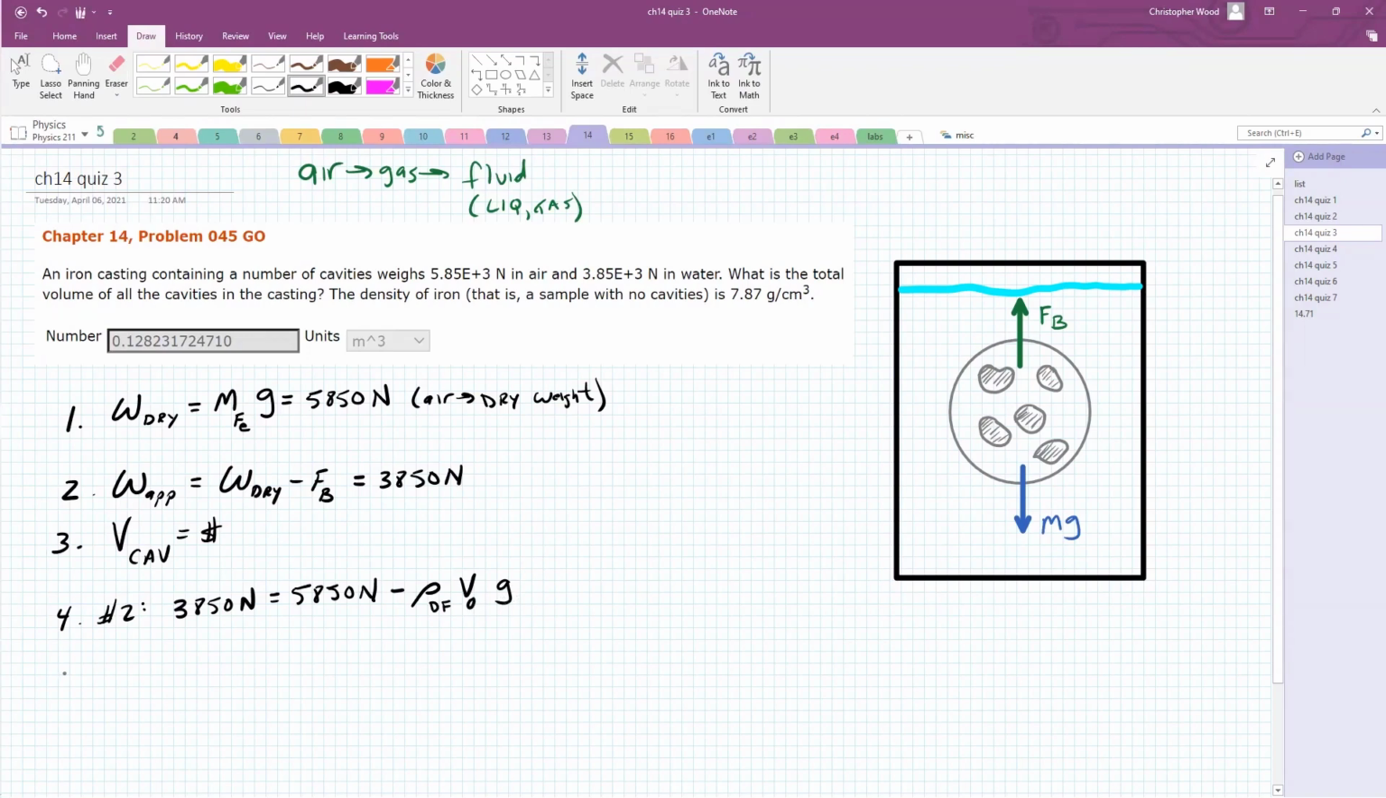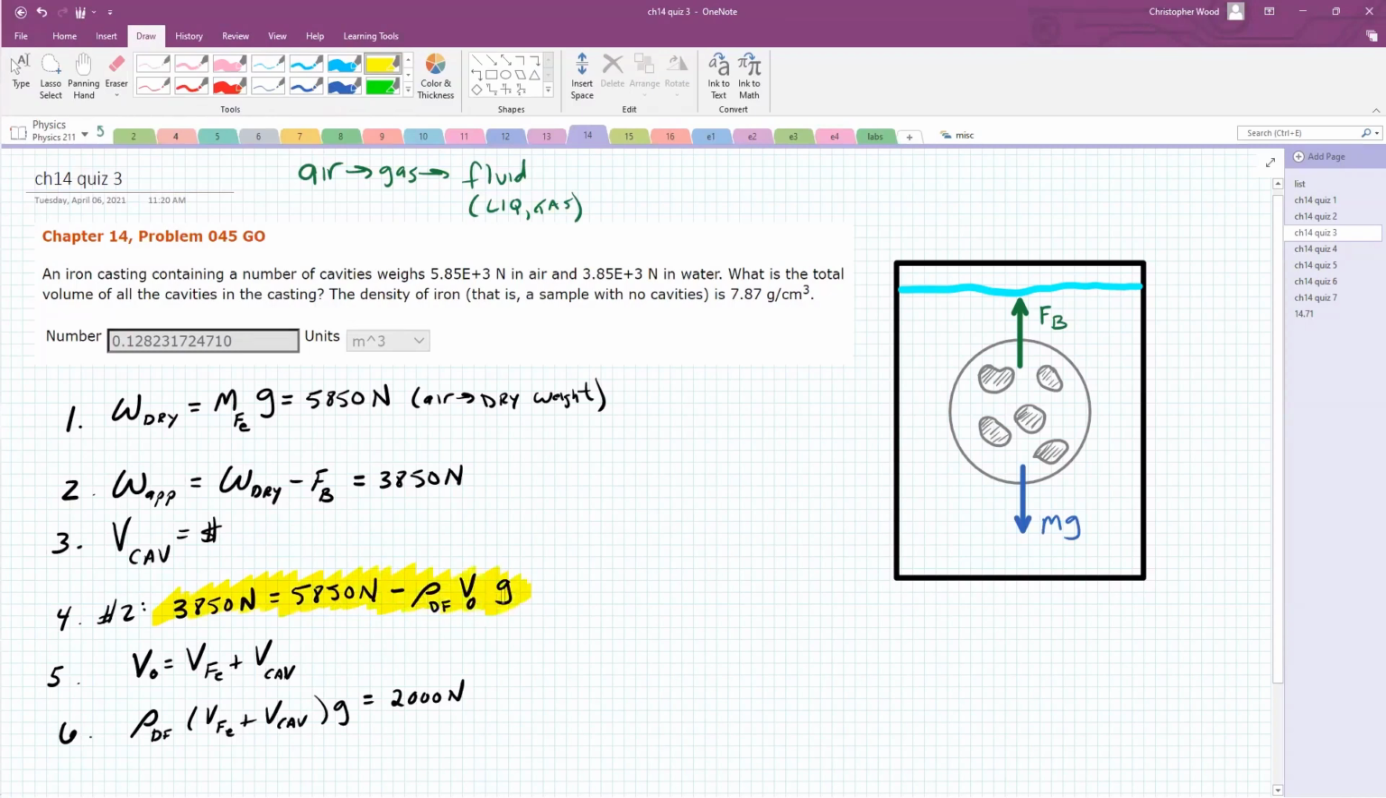I don't see my dollar sign yet, so I'm going to keep drilling down. The volume of the object is equal to the volume of the iron plus the volume of all of those cavities added together. And that's my dollar sign. So I finally see my dollar sign. Number 6, then: rho, density of the displaced fluid, times the volume of the iron plus the volume of the cavity, times G. There's my rho VG equals 2000 newtons. I'm just doing some rearranging and algebra, isolating rho VG here. And there's my dollar sign.